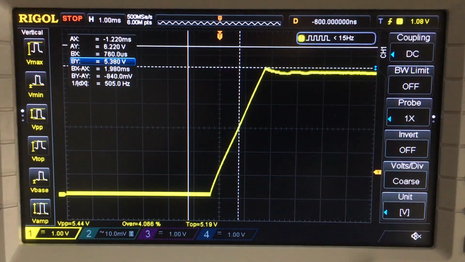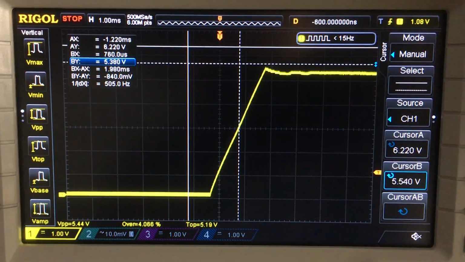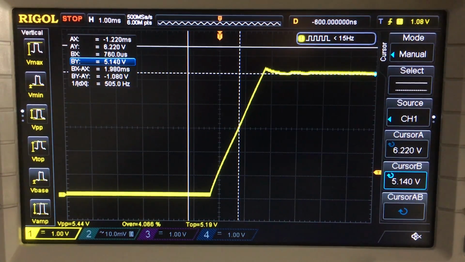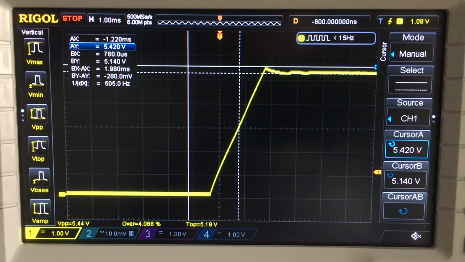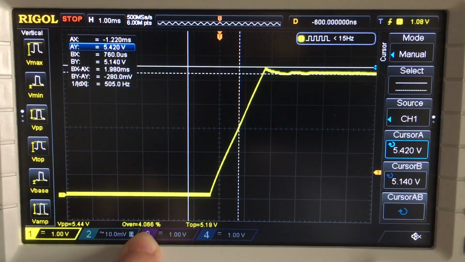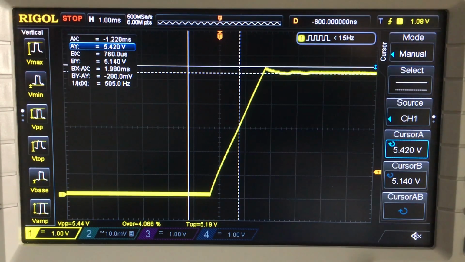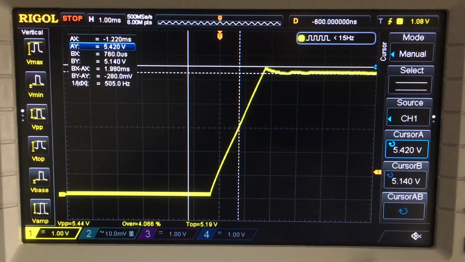Okay, so we got a very small amount of overshoot on this try. Let's measure that using our cursors. So let's call this our baseline. And this is our overshoot. We got about 280 millivolts of overshoot, which is, I don't know if the oscilloscope is measuring this correctly, about 4% overshoot. That sounds about right. So I think that's acceptable given a 5 volts rail.